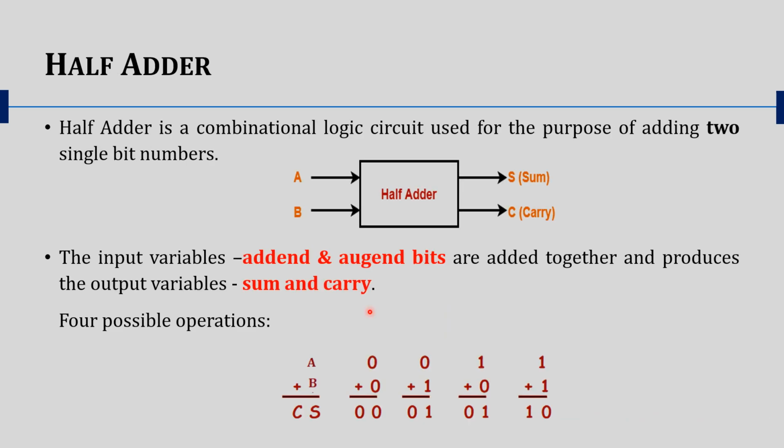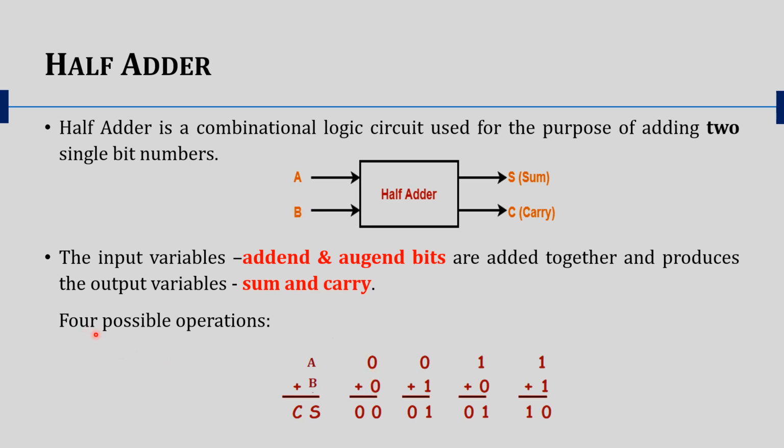Half adder is a combinational logic circuit used for the purpose of adding two single bit numbers. These two single bit numbers are the addend bit and augend bit. Let them be A and B. By adding these two bits, it produces two outputs, sum and carry.